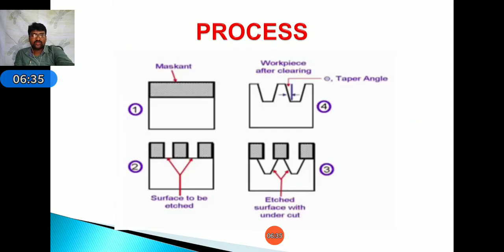Next, here is a diagrammatic representation of the sequence of steps. In the first step, we clean the workpiece and apply the maskants. Next, we remove the mask wherever we want to remove the workpiece material, and we don't apply the mask there. Next, by passing the etchant at the required point, the material is removed in this way. After that, we remove the maskant from the workpiece. We get the required machined part.